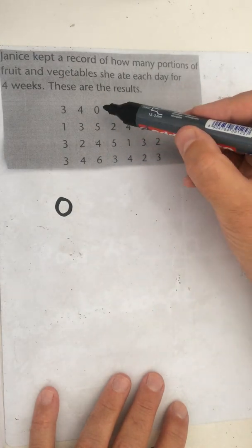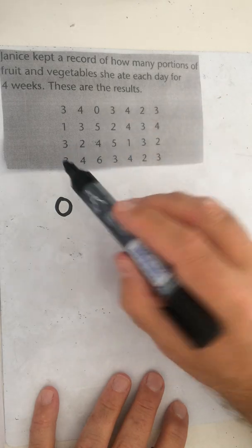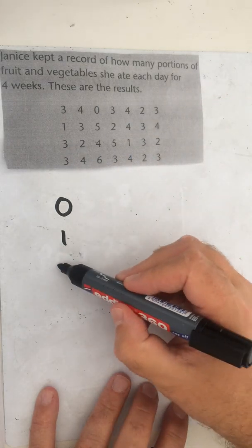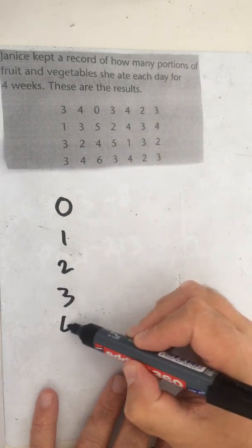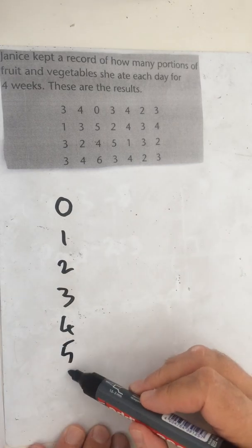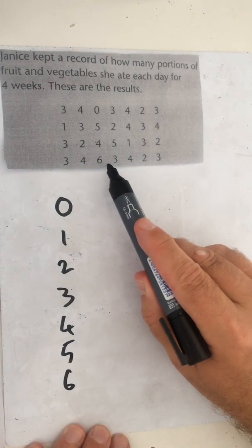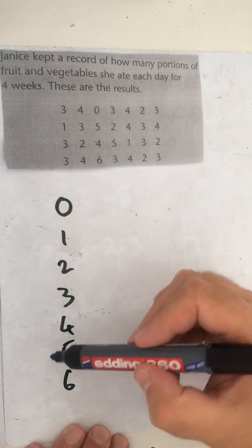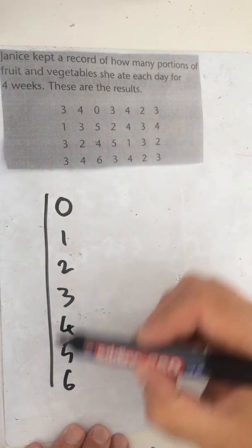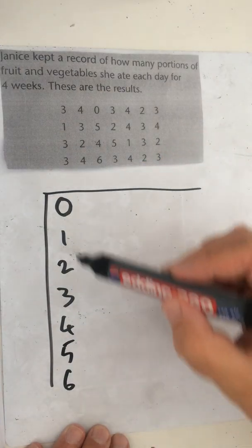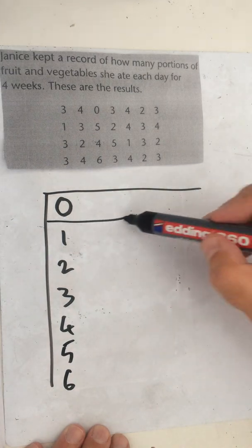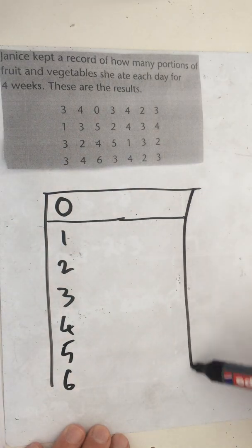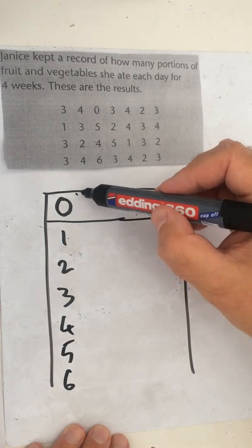So there are days where none was eaten. There are days where 1 portion was eaten. 2, 3, 4, 5, 6. I can see, is any more than 6? No. Okay. Then with a ruler in your case, I'm not going to use a ruler. Okay, and then we're going to do a tally chart based on our data.